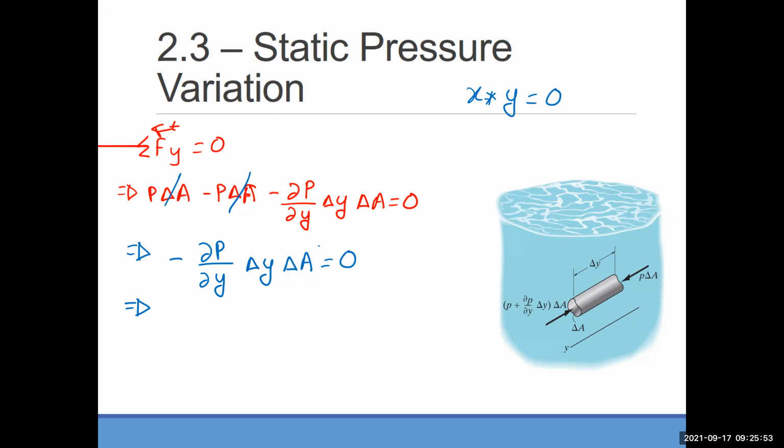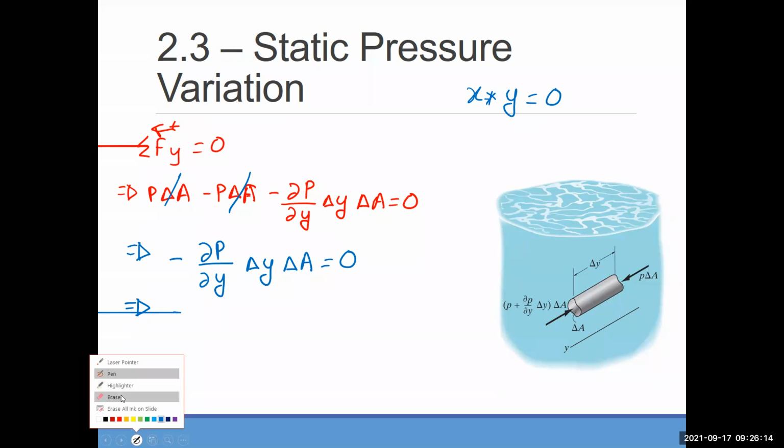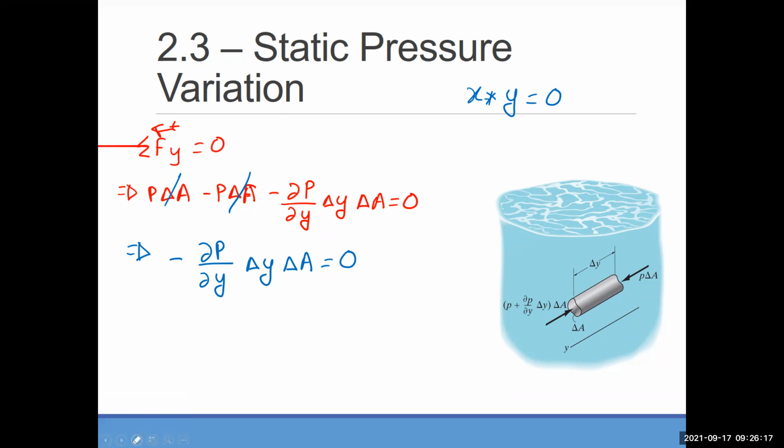Now here, area can't be 0. Delta x can't be 0. Delta y can't be 0 also, because obviously we are considering something which has some dimension, right? So these two can't be 0. So the only option is, if delta y and delta A can't be 0, which parameter will be 0 here? The pressure is 0, and the variation of pressure is finally 0.